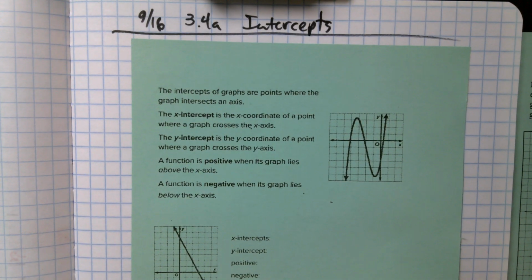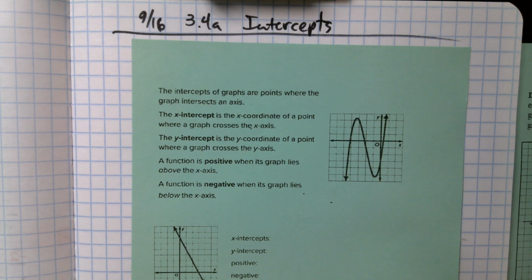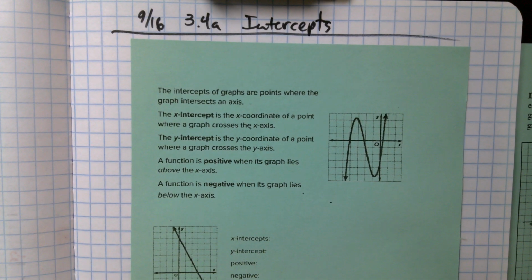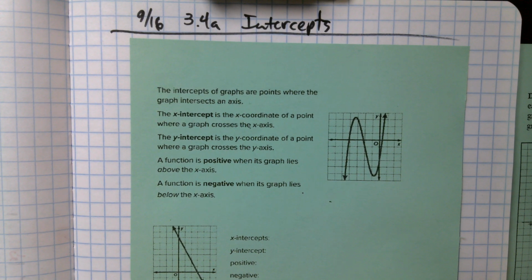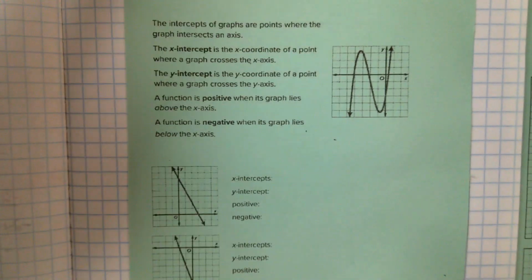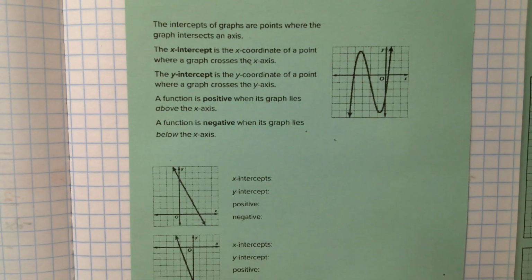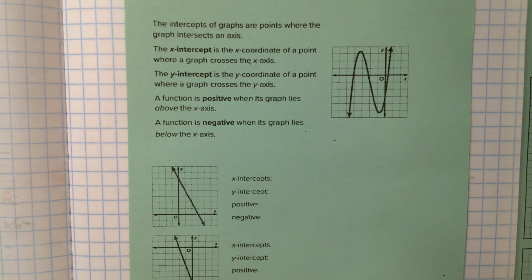Intercepts. What's another word for intercept? Crossing. Okay? So the first part of this is very, very simple. We're going to look to see where does the function cross the x-axis and where does it cross the y-axis. So let's look at this function right here. Okay? My x-intercepts, I'm going to do those in yellow.